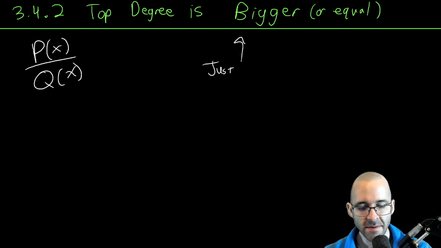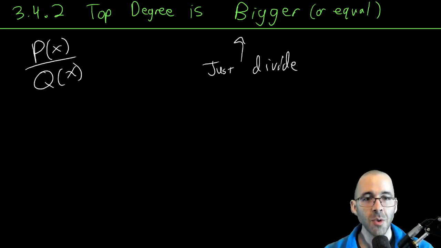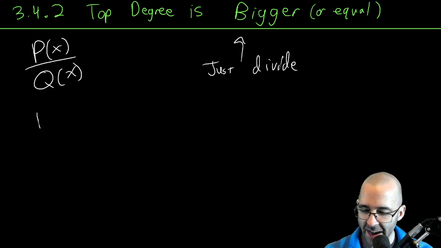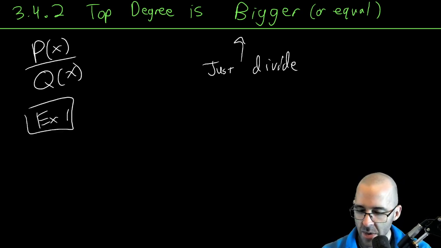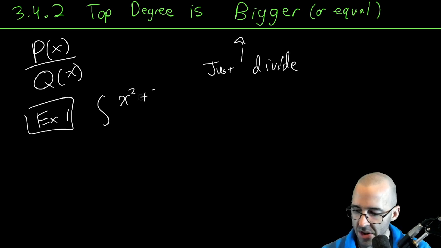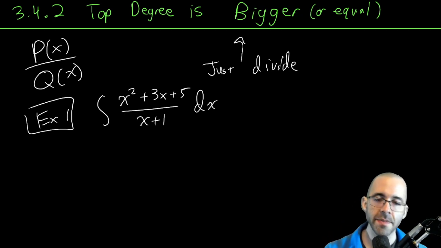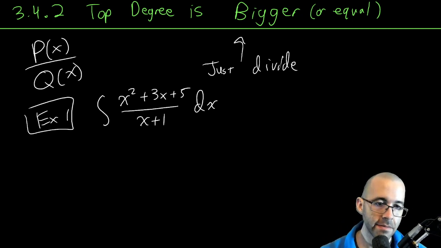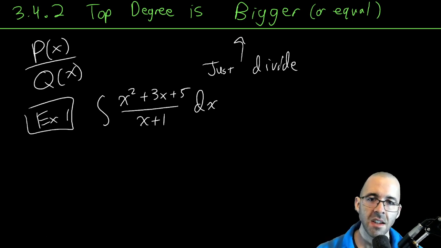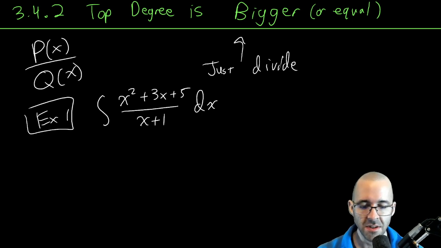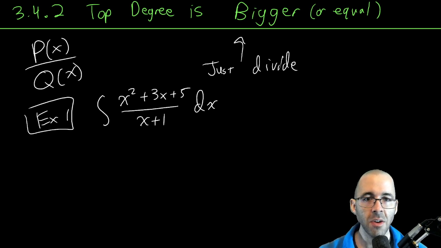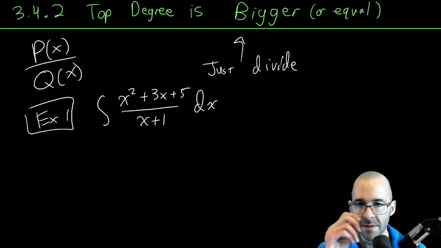That's it. Woohoo! Easy. What do I mean by that? Well, I'll show you. Example 1. Take the integral of x squared plus 3x plus 5 divided by x plus 1 dx. How do we evaluate this integral? We can't do it yet. Top doesn't even factor. Well, I'm going to follow my own instructions. We have a rational function, and the top degree is bigger or equal to the bottom degree.